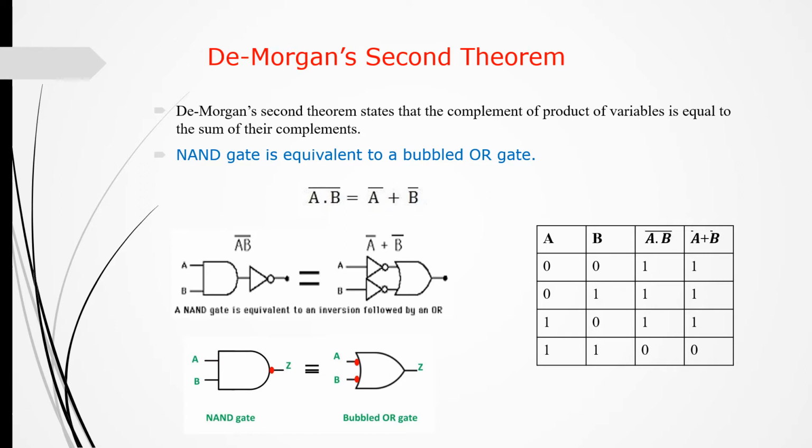In the truth table, we have seen and we have proved that (A into B) bar is equal to A bar plus B bar. Here we have taken all four possible input conditions of A and B and we have proved that (A into B) bar is equal to A bar plus B bar.